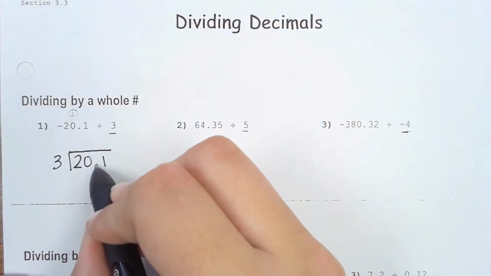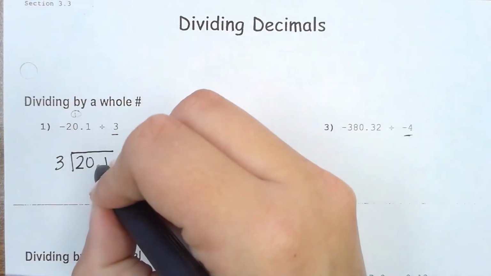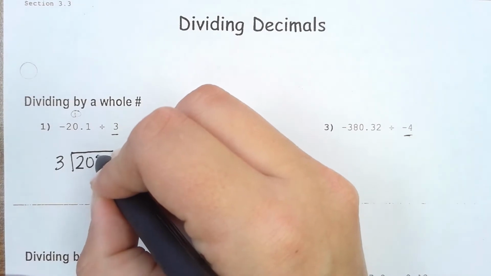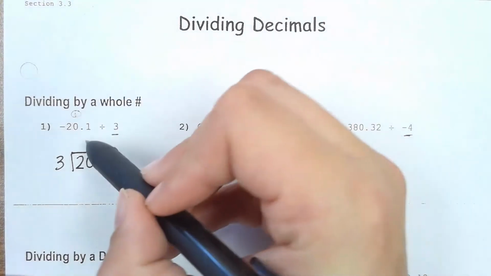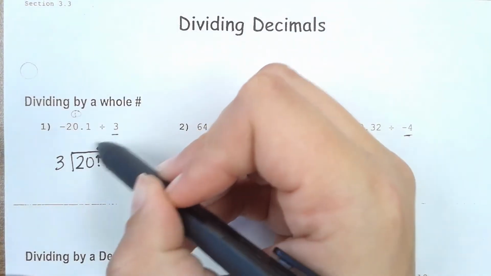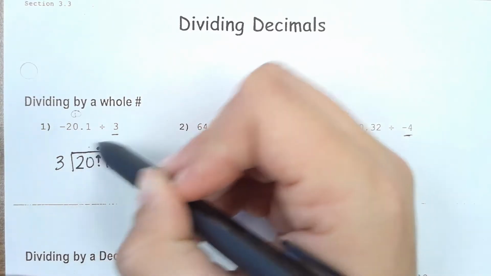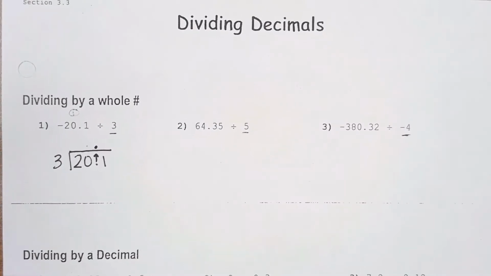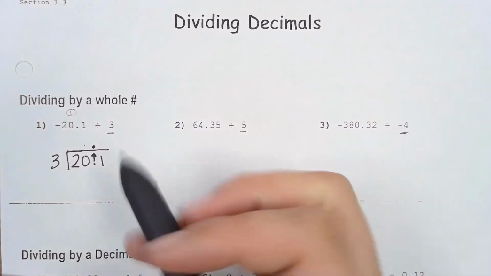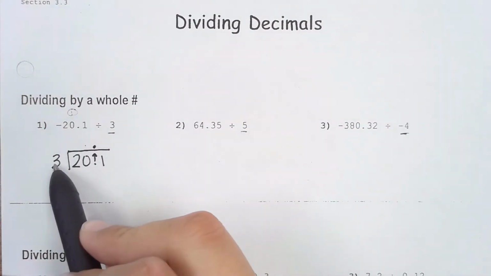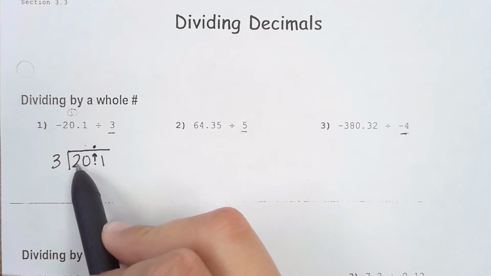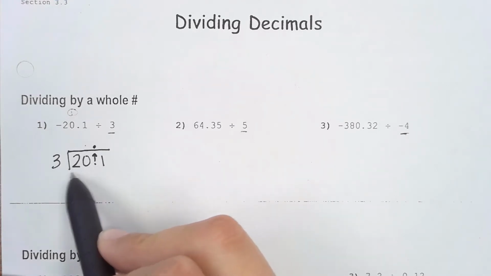The only thing the decimal does is, in your answer, you're just going to shoot that decimal point straight up. Just make sure that when you start dividing, you're placing your numbers in the correct spots so that you can get the correct answer, okay? First thing, can 3 go into 2? Nope. So now you're going to look at 20.